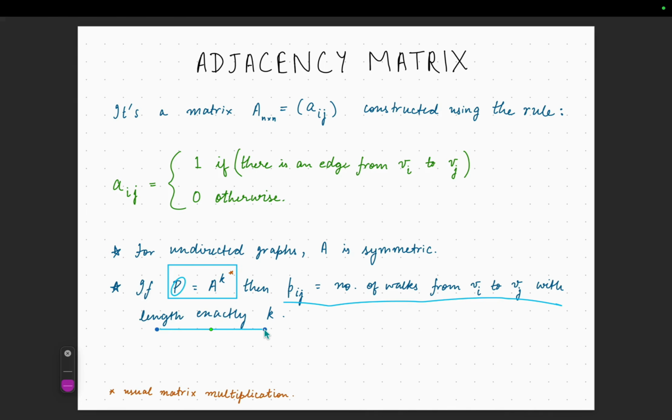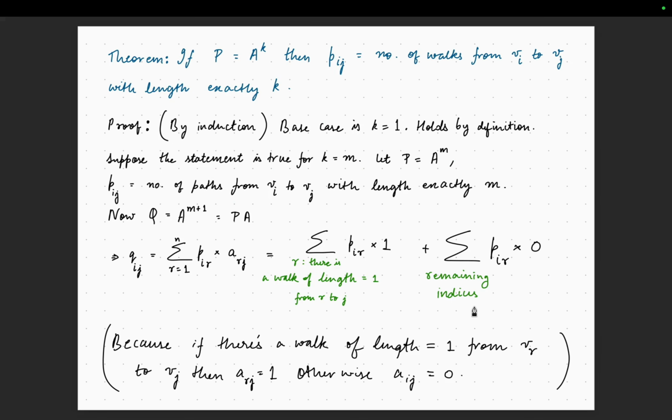And luckily, I do have a proof for this, and I'm going to prove it now. Okay, so we're going to prove this by induction. The base case is k is equal to 1. This is true by definition, right? Because the number of walks of length 1 simply corresponds to the edges. So, for example, the number of walks from Vi to Vj is 1 if there is an edge from Vi to Vj and 0 otherwise. So this holds by definition.